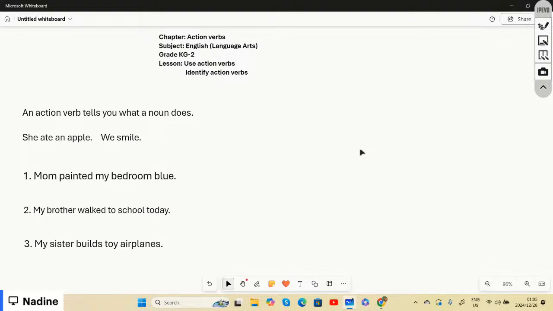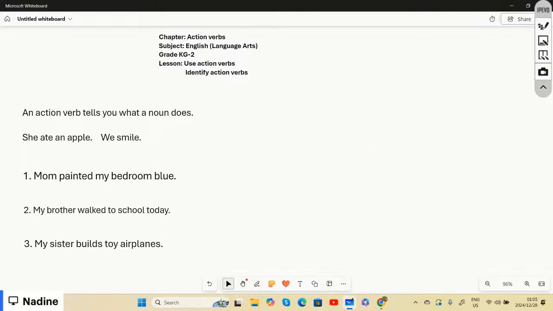We are going to first look at a few examples of action verbs, and then we will identify action verbs on our own, as well as try to use action verbs to build a sentence, or to make a sentence. So, once again, action verbs tell you what the noun does. It is the action that the noun does, or another word we can say is a doing word. It's something that you are doing, something that the animal is doing, the action that either you or an animal does.